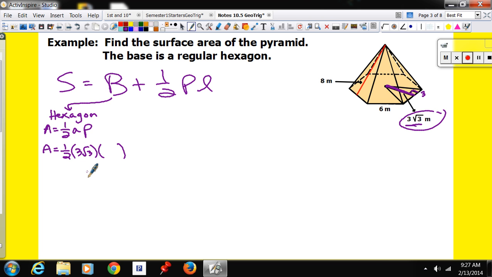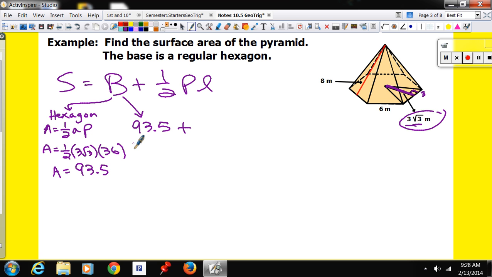Do we know the perimeter of that hexagon? They're all 6s. How many 6s are in a hexagon? 6. 6 times 6 is 36, your perimeter. All you have to do is multiply that together and you'll get the area of the base, the big B. Okay, so the area of your base comes out to be 93.5. So I'm going to bring that down as my big B. So that's my area of the hexagon.